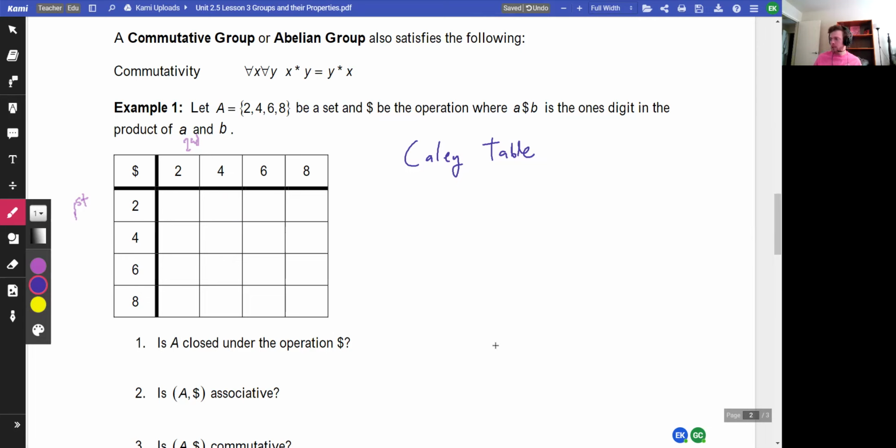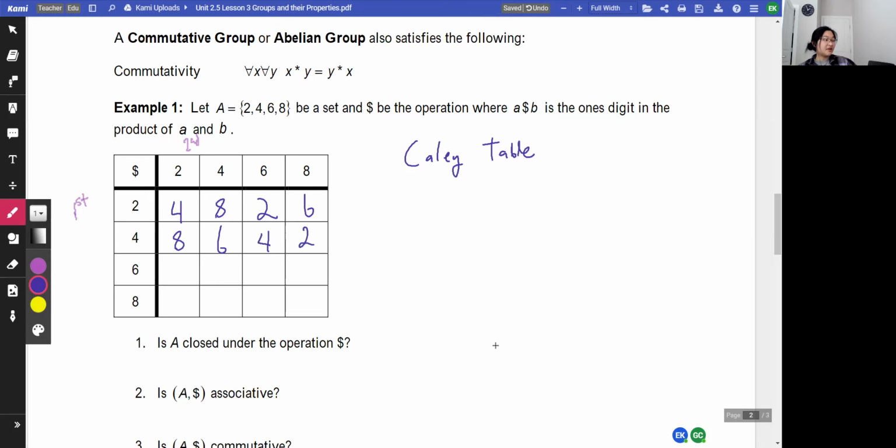Money outputs the ones digit after taking the product of A and B. Okay. So 2, money 2. It's going to be 4, right? Yeah. 2, money 4. That's 8. 2, money 6. It's 12, but we take the ones digit, 2. And then 2, money 8. 6. Right. Now, 4, money 2. 8. And 6, money 2. Oh, we're going down. Oh, I can go across. 4, money 4. 6. Okay. 4, money 6. Now the numbers are getting bigger. 4. And 4, money 8. 2.